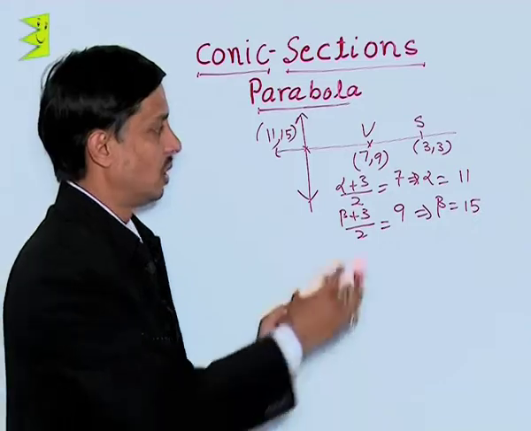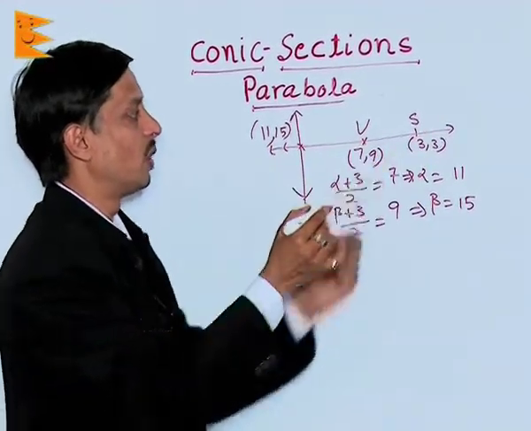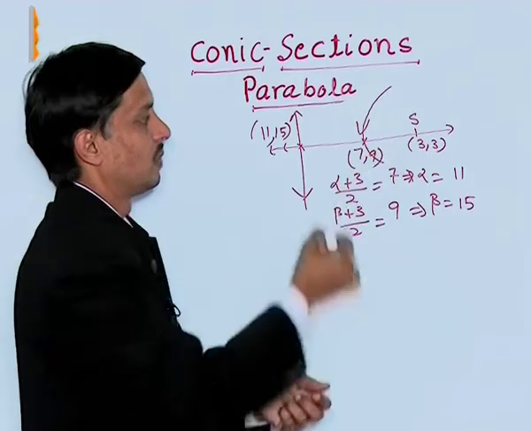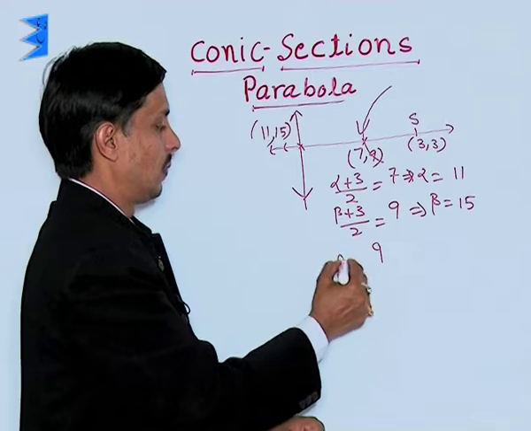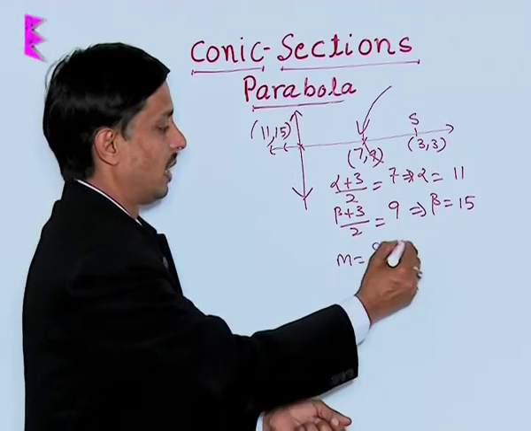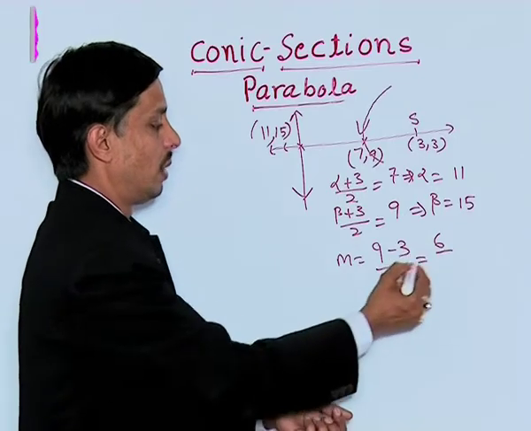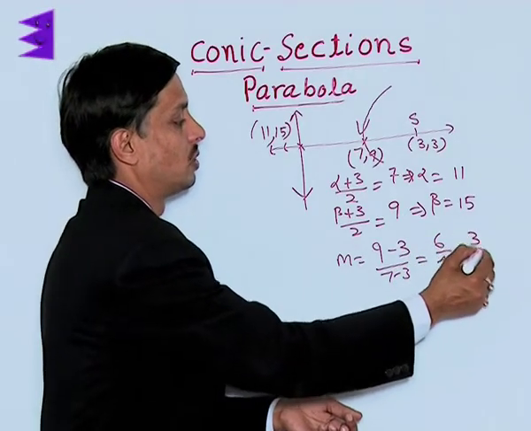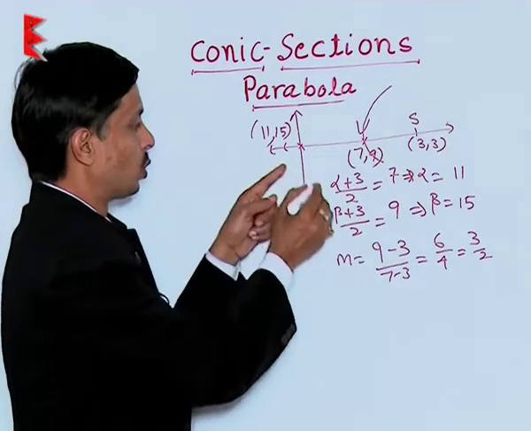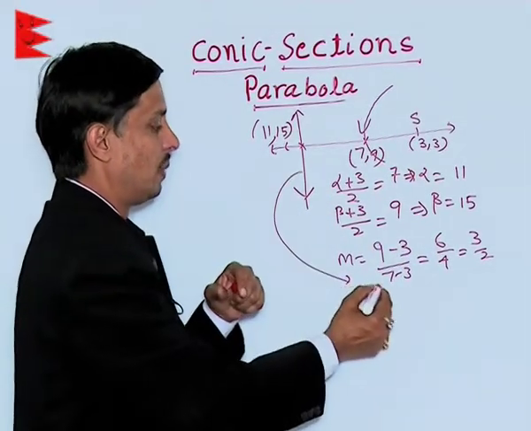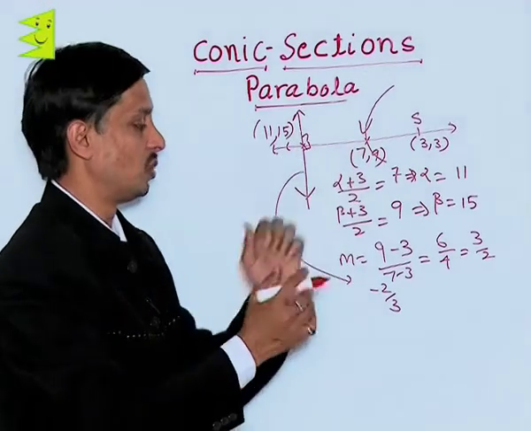I can find the slope of this axis because this line is the axis of the parabola. Slope is given by y2 minus y1 upon x2 minus x1, symbolically m is (9 minus 3) upon (7 minus 3), that is 6 divided by 4. We can say it is 3 by 2. The slope of this line, that is the axis, is 3 by 2. So the slope of the directrix will be minus 2 by 3 because the directrix is always perpendicular to the axis.